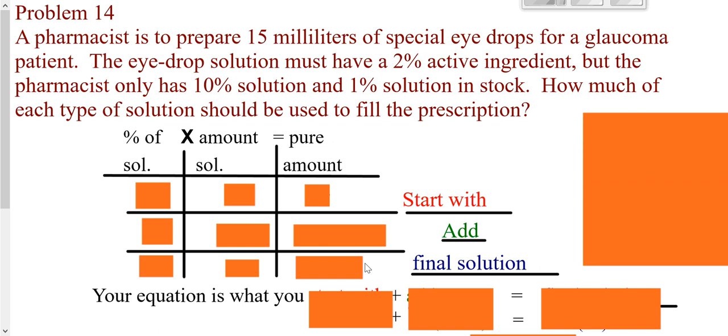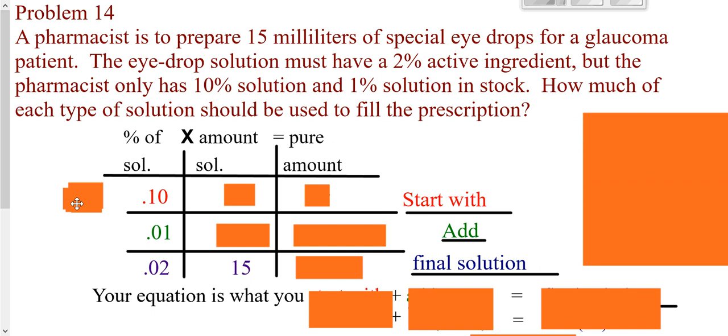So now we can start filling stuff out that we know from our problem. So we're starting out with a 10% solution, and 10% as a decimal is this. And we're adding a 1%, so 1% adding is the middle row going across, 1% as a decimal. And we're ending up with 2%, so that's our final solution. So our percent of solution for the final solution amount is 2%, and as a decimal, it's this here. We also know that we need to end up with 15 milliliters. That's amount of solution. That's what we're ending up with.